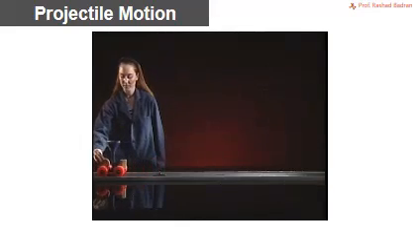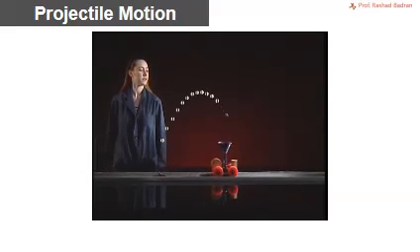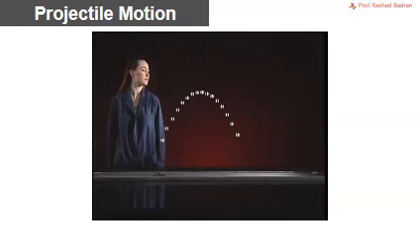What will the shape of the ball's path be through the air? The ball flies in a parabola. The combination of constant horizontal velocity and constant vertical acceleration produces a parabolic path.